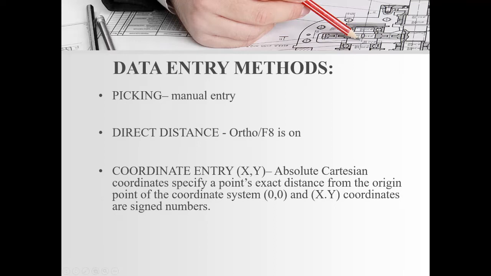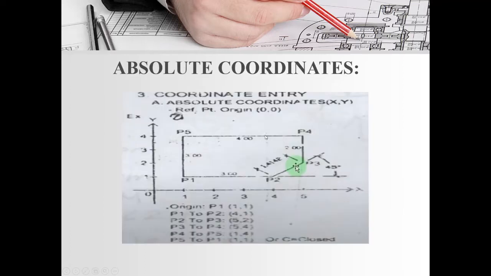So first, let's try the third one, which is the coordinate entry, and it is defined as the absolute Cartesian coordinates. Specify a point's exact distance from the origin point of the coordinate system, which is 0, 0, and xy coordinates are represented by signed numbers. So let's try this activity, this figure on AutoCAD.